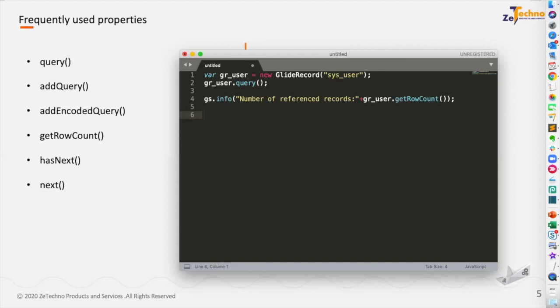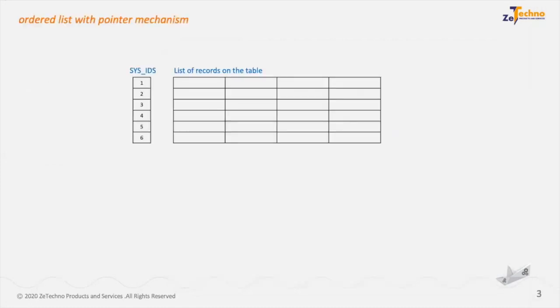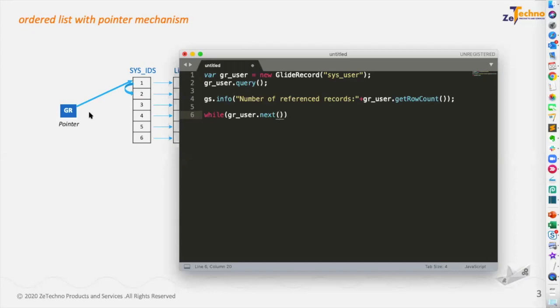In this case, I would be just writing down, as simple as writing any while loop, a while loop here. I'll be writing down gr_user.next. Now what does this do, right? If I go back to my previous slides, as you can see here, it would go from the first to the second, right? And then second to third. So that is what the next statement would do.